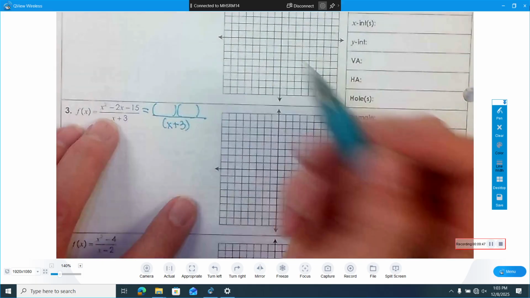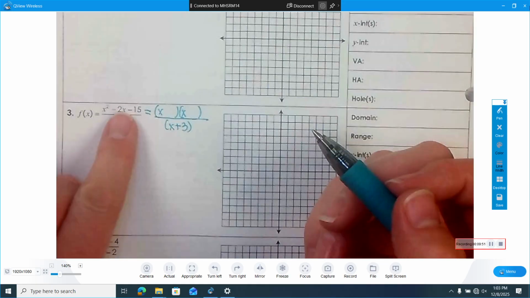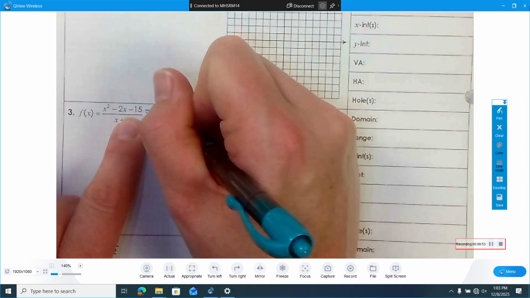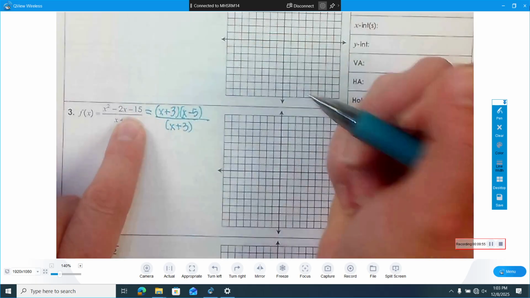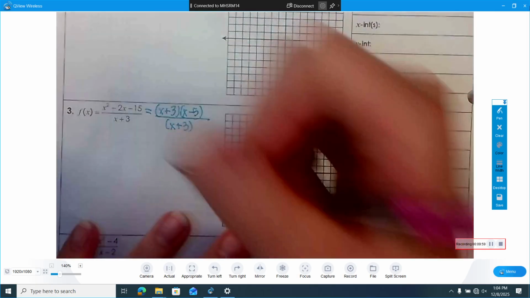And let's see, x times x is x squared. What times what is negative 15? Positive 3 and negative 5. Beautiful. Okay. So when it's in factored form, I can see a ton of information.